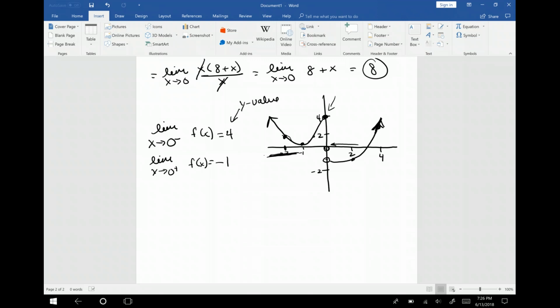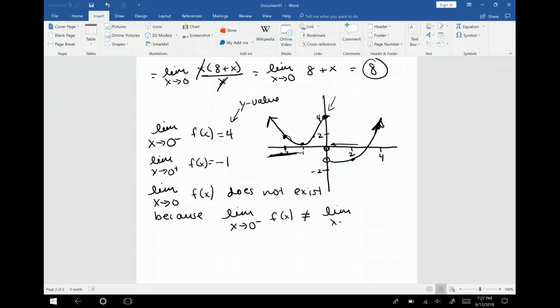Because those two things are not equal to each other, when we say the limit as x approaches 0 of f of x, since from the left it's 4 and from the right it's -1, they're not equal to each other. This limit does not exist because the limit from the left of the function is not equal to the limit from the right of 0. All right, so that's just a really super brief synopsis of section 1.1.